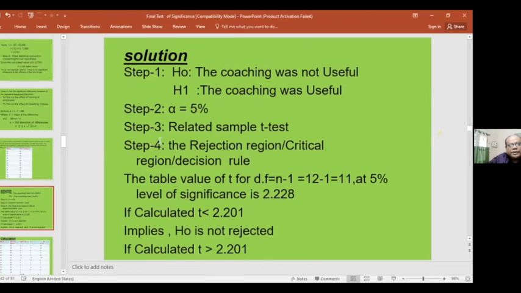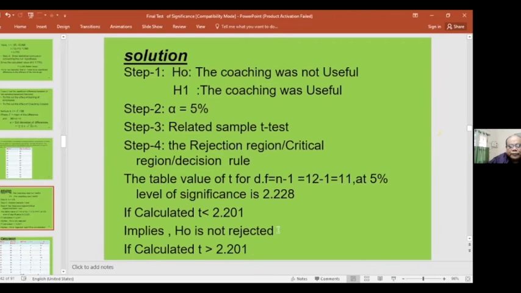So the null hypothesis: the coaching was not useful. I always say the null hypothesis, you begin with no, not. The coaching was not useful; even after the coaching classes, the students remain the same as they were. Then the alternative: the coaching was useful. Alpha is 5%. Remember, the level of alpha indicates up to what error you are allowing. 5% means that out of 100 occasions, I may be rejecting a true hypothesis 5 times. So alpha 5% is the allowable error in the procedure of testing. So, related sample t-test.